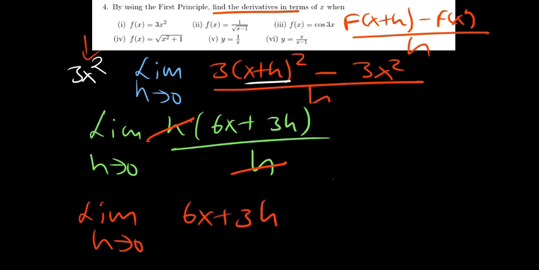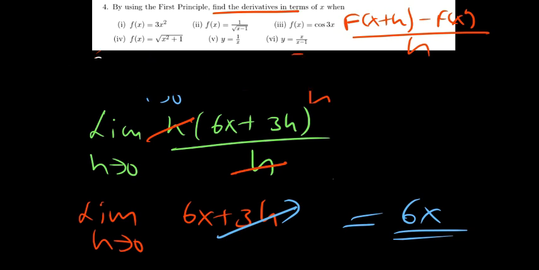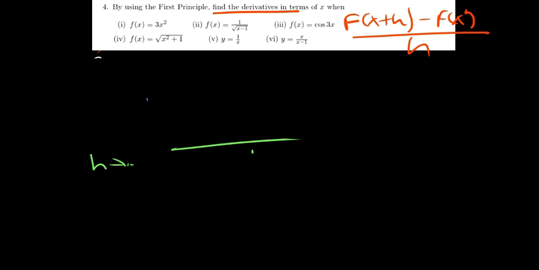So now at this point, you know that wherever you have h is going to be a 0, so what remains is 6x as your derivative. That's how you use the first principle. Now apply whatever we've done here to every other question ahead of us.